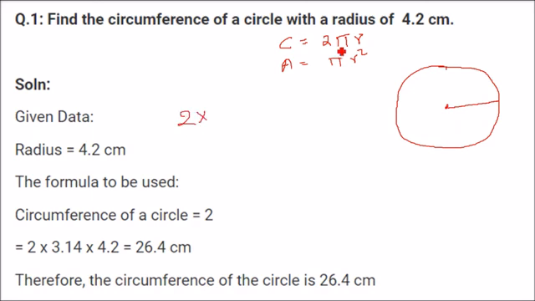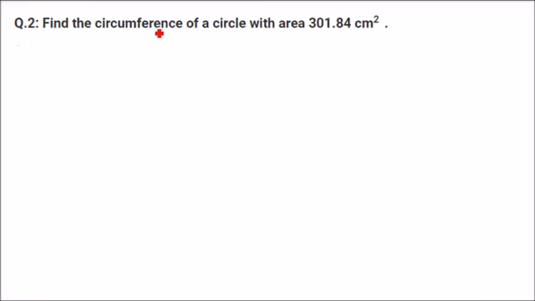So we'll use the formula 2 pi r. Pi, we'll use it as 3.14. This is a standard value. It's 3.14 into r. R is what? 4.2 is the radius. So 4.2. When you calculate it, it will come to be 26.4 centimeter.